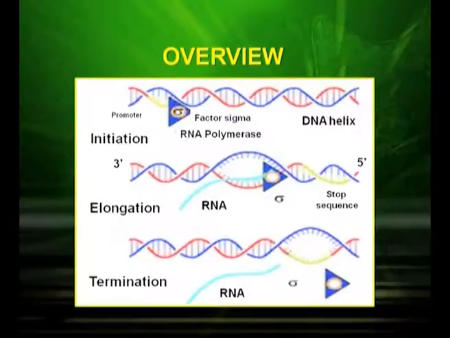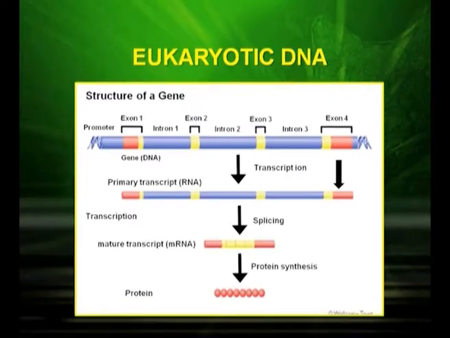So, let us have an overview of the transcription process. First, the initiation, which takes place with the help of sigma factor, then elongation where the RNA nucleotides are added, and the termination where the Rho factor terminates the process. If we go into the eukaryotic DNA, you can see that it is not as simple as in the case of prokaryotes.